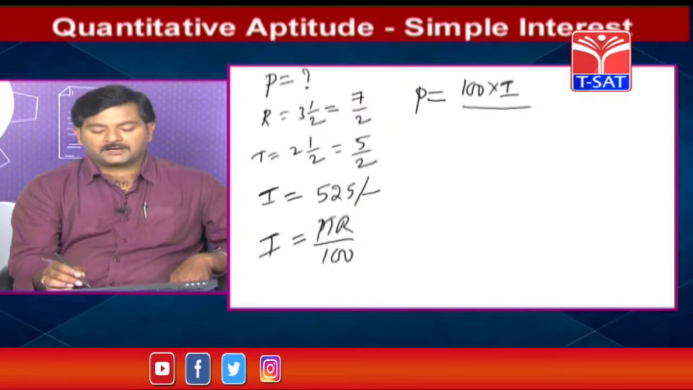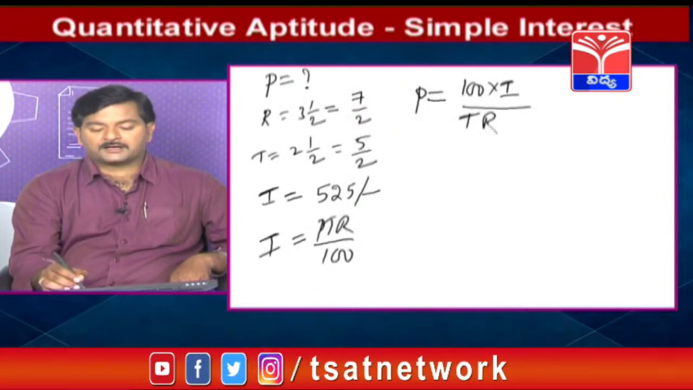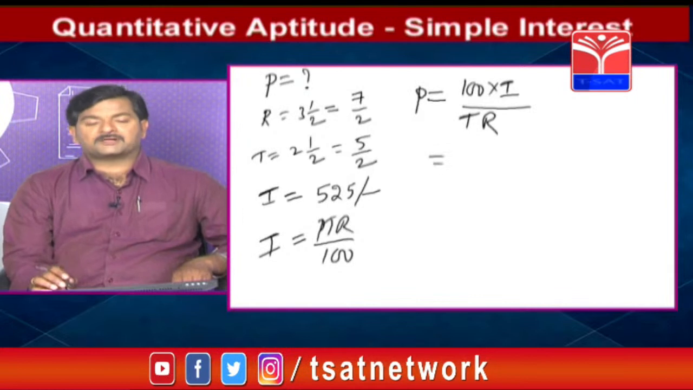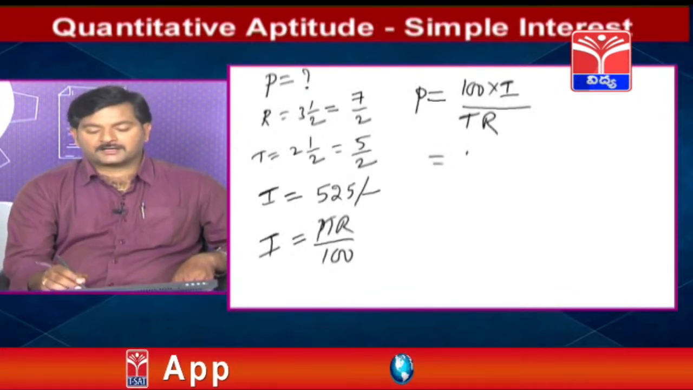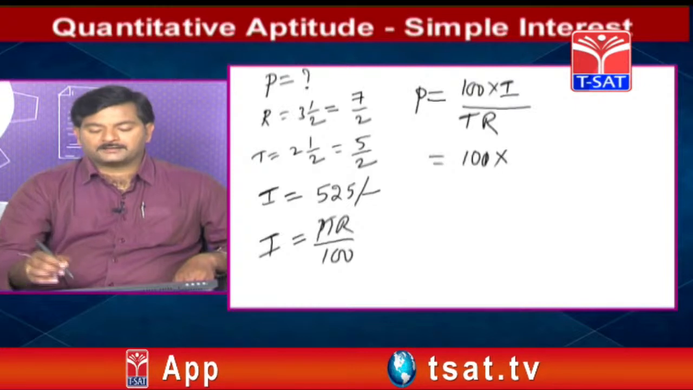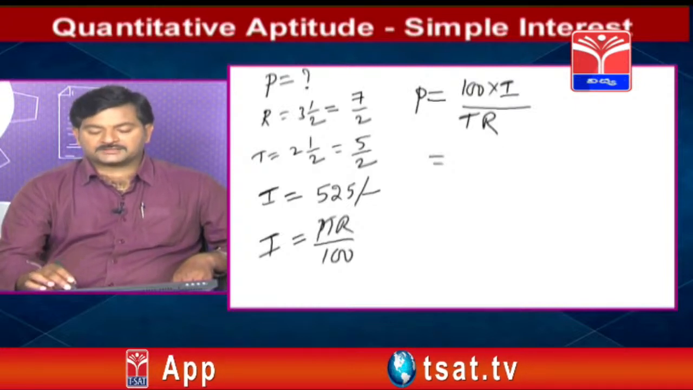P is equal to 100 into I by TR. However, you will get the same answer, no issue. Now we will substitute the corresponding values. So 100, right? And here it is given, this is 100.